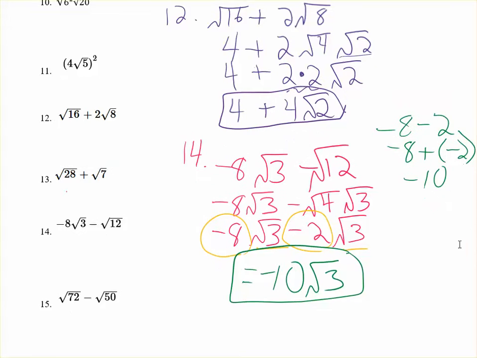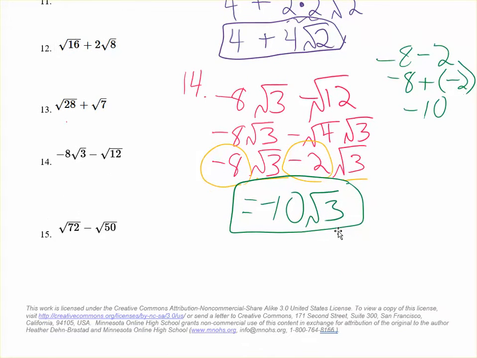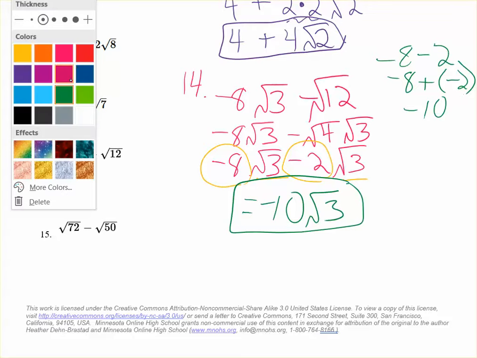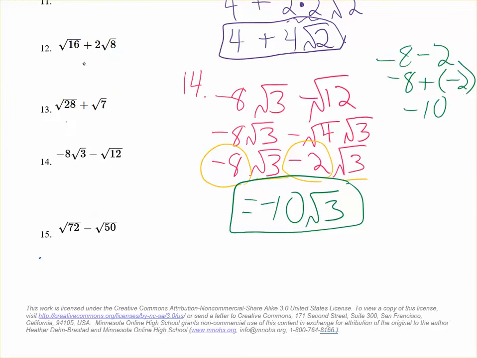And I just want to start number 15. I won't finish this one. I'll let you finish it. But in number 15, again, we cannot combine these because we have two different square roots. We have the square root of 72 and the square root of 50. So we can't subtract them and get square root of 22 or something like that. What we need to do is simplify each root and then check and see if they can be combined further.